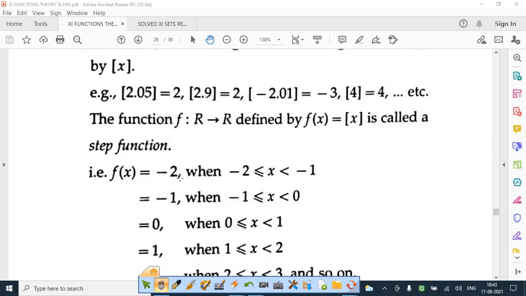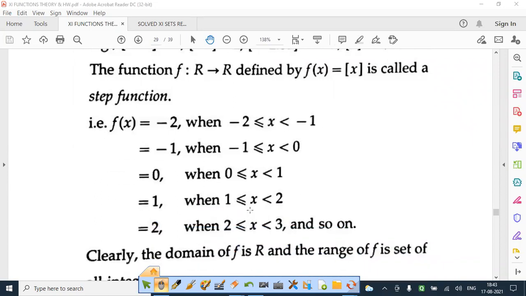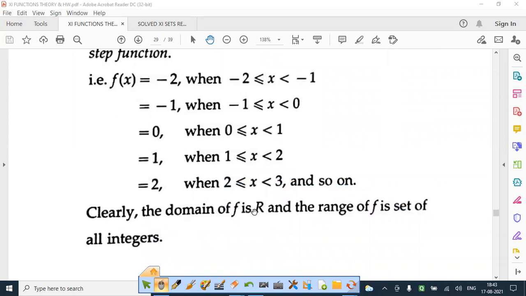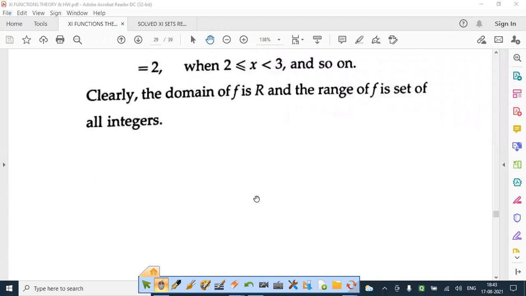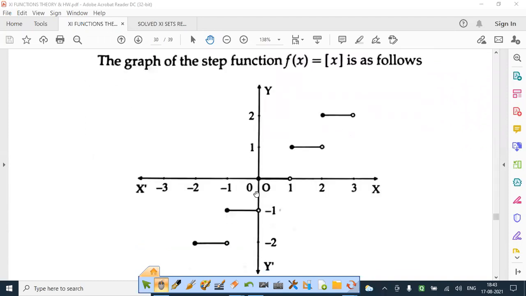Now, f of x is -2 when -2 is less than or equal to x, less than -1, and so on. See, what is the domain? Set of real numbers. And what is the range? It is the set of integers, because it is defined like that only. Greatest integer, so the functional value is an integer. So the range is the set of integers. See, the graph is interesting. After explaining, I'm sure you will understand this.